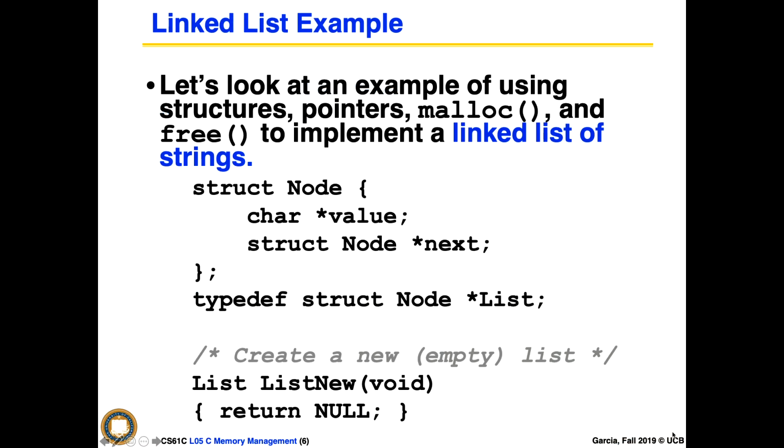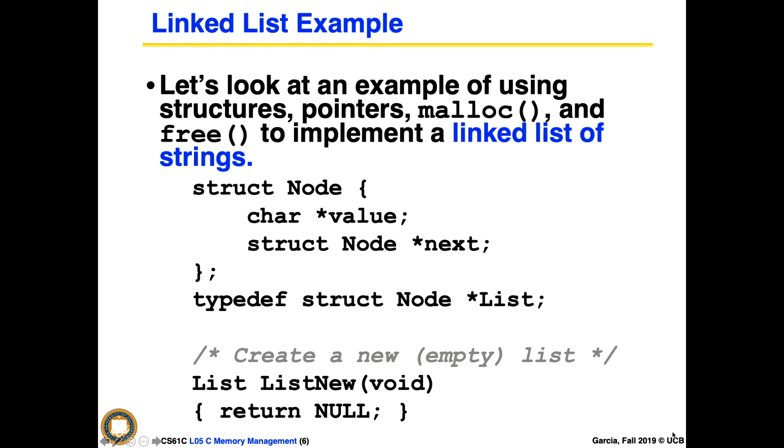So I've got char star value. That is just the space for a pointer. That's not the character. That's not a string itself. It's just a pointer to that character. And this is struct node star next. That's a pointer, in a way, not to itself, the space, but to another node that's over here. So you can have a chaining of it.